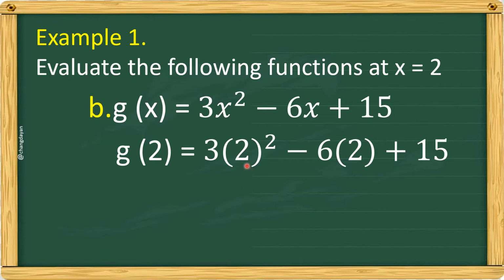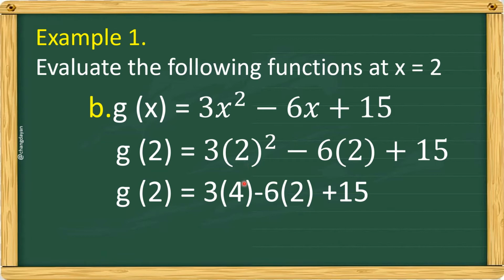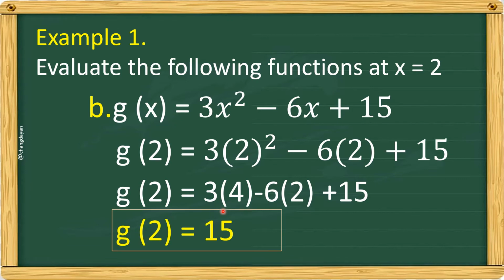Next, we have 2 times 2, we have 4. So it becomes 3 times 4 minus 6 times 2 plus 15. Let us simplify this one. 3 times 4 is 12 minus 6 times 2 is 12 also, plus 15. So 12 minus 12 is 0 plus 15. And your g of 2 is equal to 15.